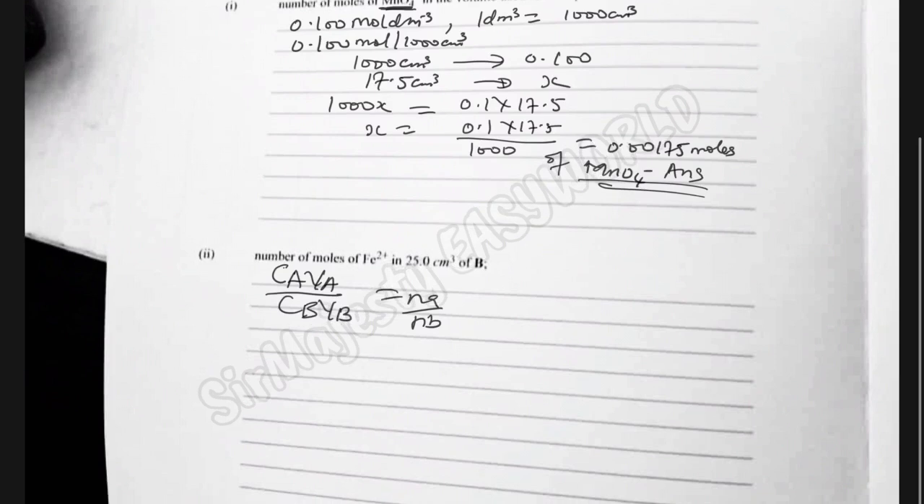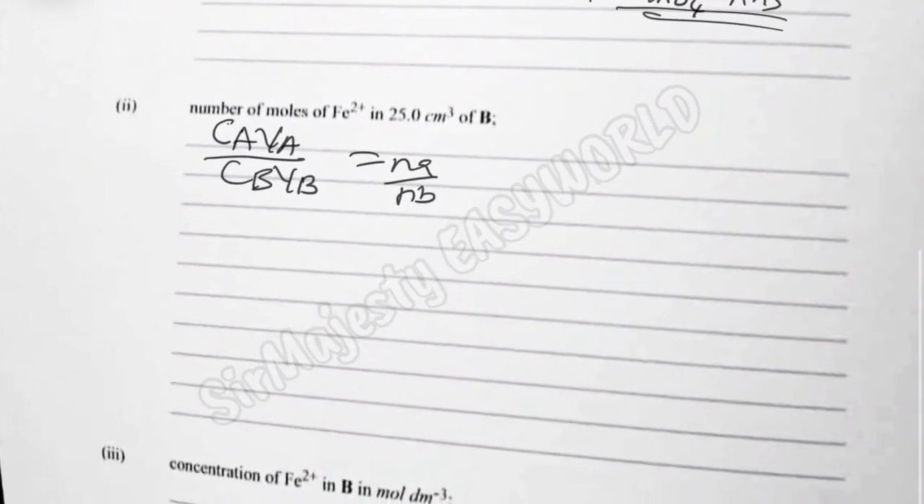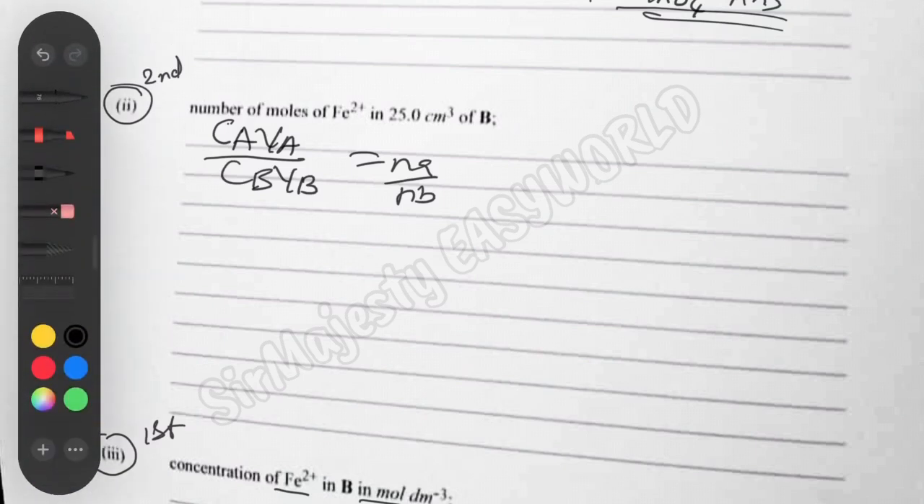If you can visualize II, you see there is a mix-up here. Concentration of iron 2 ion in B in mole per dm cube. This question III should come first before the one that should follow up, but they mixed it up. So you find out that for you to solve II, you must know III. I wouldn't know if it's a mistake or they're attempting to check the students' ability, because this will automatically confuse any student that is not strong.